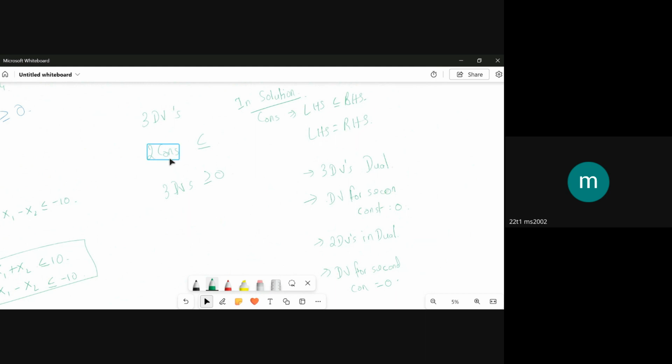I have 2 constraints in the primal. So obviously, this is a correct answer: I have 2 decision variables in the dual. Done. The next question would be, how do I know what is the value of the decision variable? Is it 0 or non-zero?